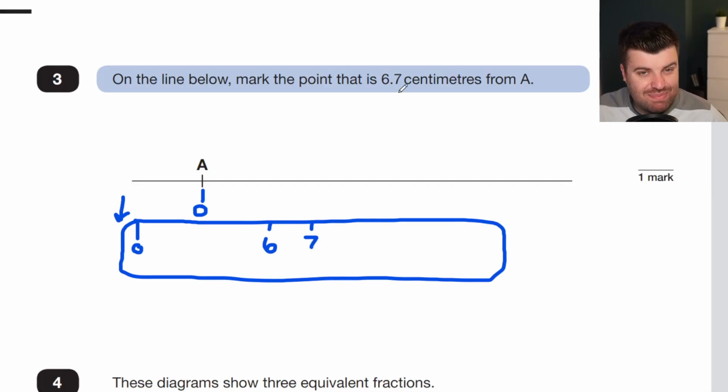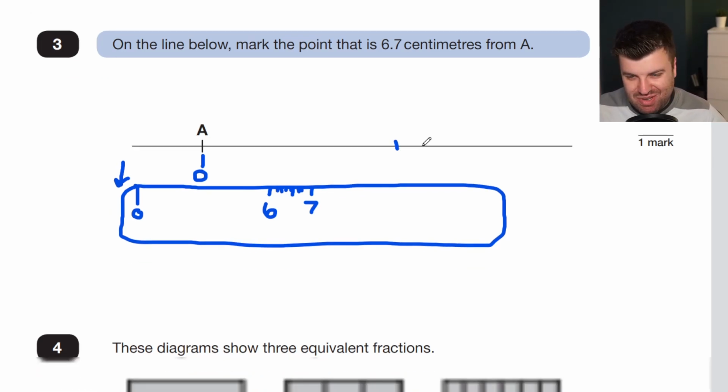This one's 6.7, so you've got to count millimeters as well. 1, 2, 3, 4, 5, might be a longer line, 6, 7. So you're going to make sure it is exactly correct by lining up the 0, counting to exactly 6.7 with 7 millimeters, and you're going to mark it on your answer sheet. Mine, we just have to do a best guess.